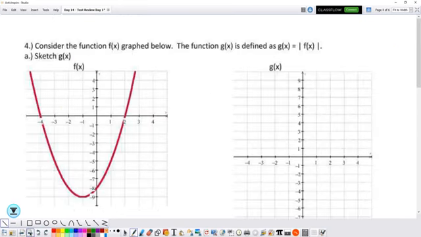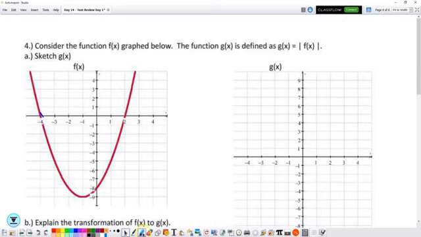All right, number 4 says, consider the function f of x graphed below. The function g of x is defined as the absolute value of f of x. So the first thing I want to do to sketch g of x is identify some good points. So I'm going to take a look at my graph, and I see I have a point at -4, 0. And I also have a point at 2, 0. Now, the absolute value of 0 is just 0, so I'm just going to graph those the way they were.